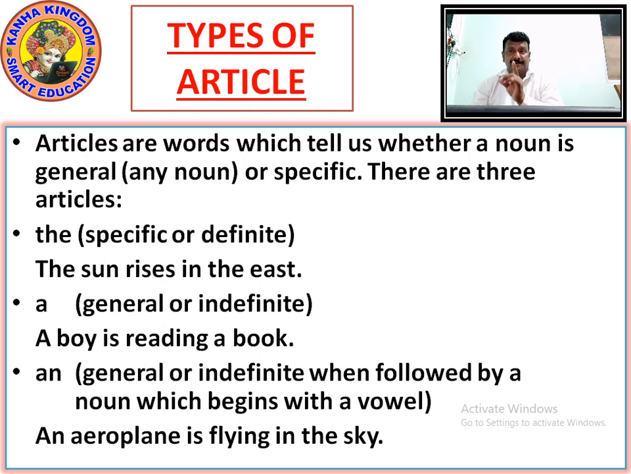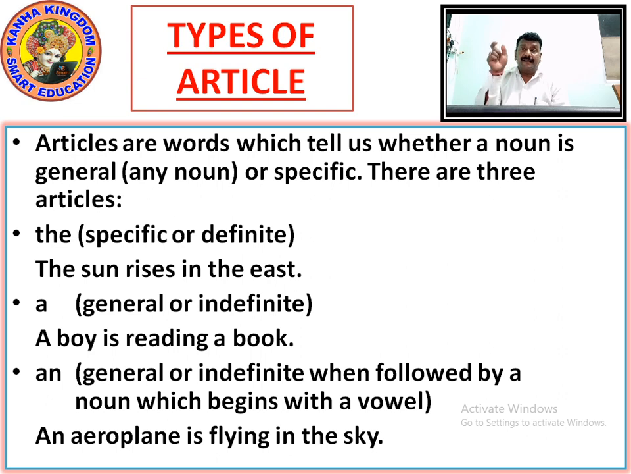Now you come to know why an is used. An is used where it's general or indefinite, and the noun begins with a vowel, like aeroplane, right? What is to be added in front of it? A and the. An is to be written prior to a noun which begins with a vowel. An aeroplane is flying in the sky.